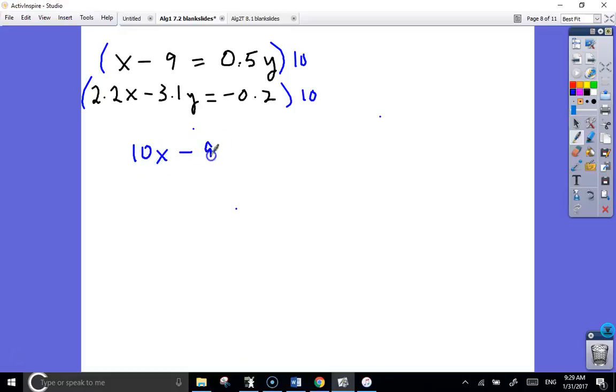10x minus 90 equals 5y, right? So make sure if you do that, you got to distribute once, twice, 3 times. Okay, how about the second one? What's that going to look like?